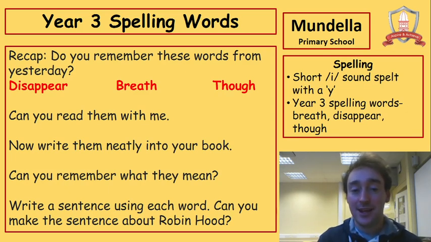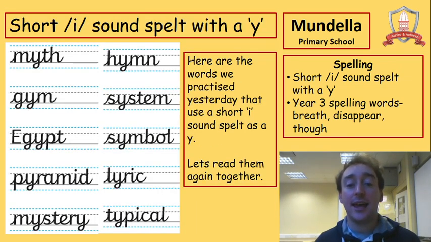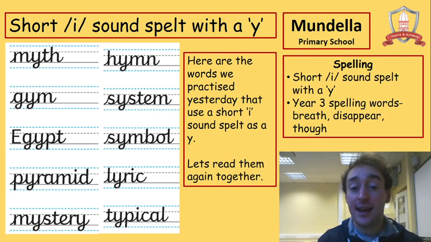Moving on in 3, 2, 1. Next slide. Okay, here are our words that we practiced yesterday. They all have the short I sound and it's spelt as a Y. Let's read them again together.